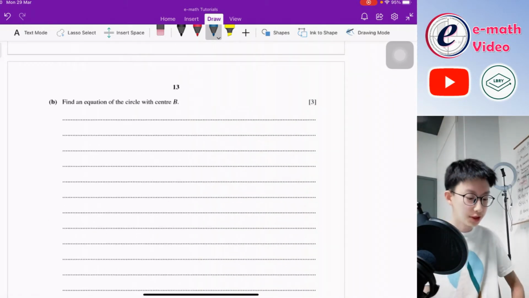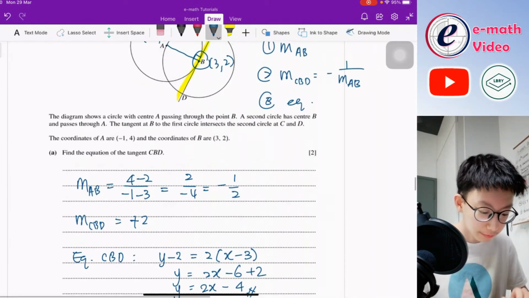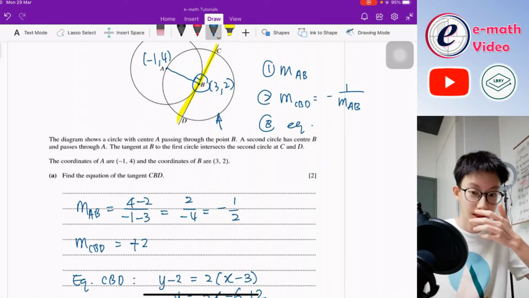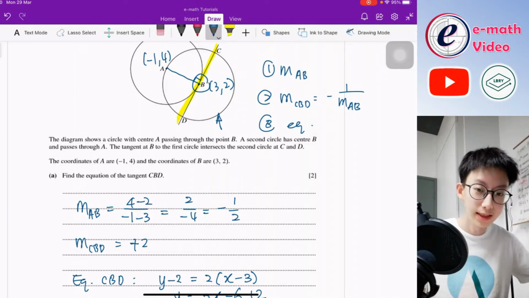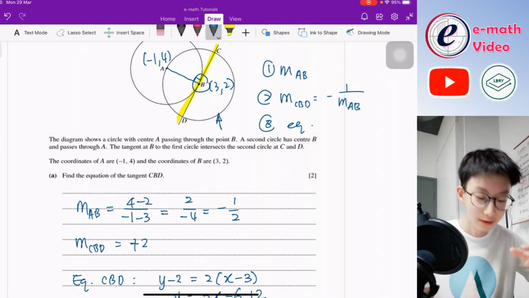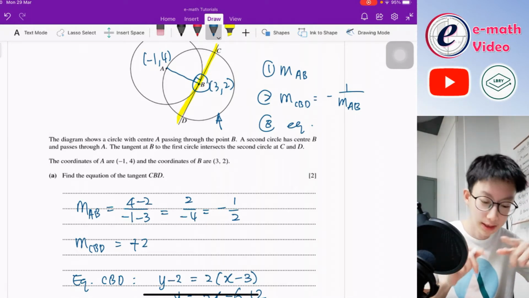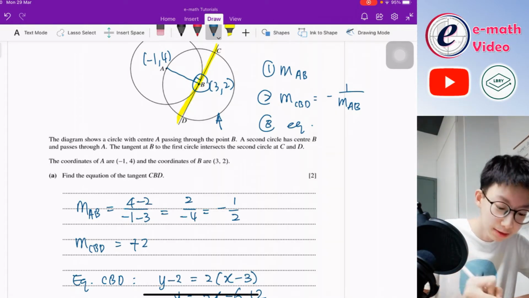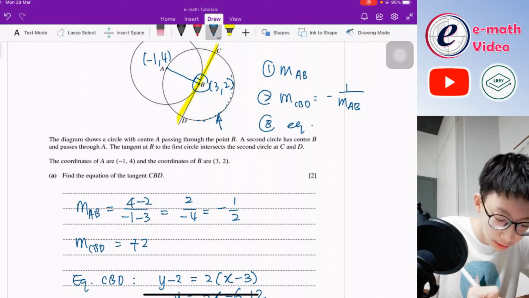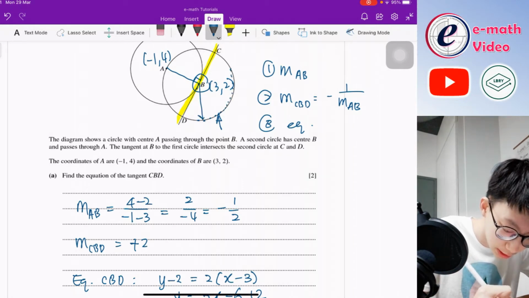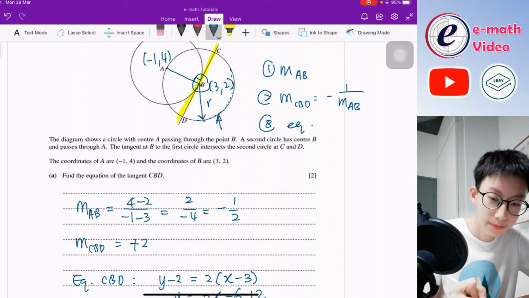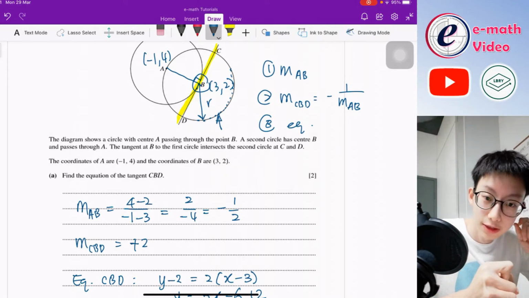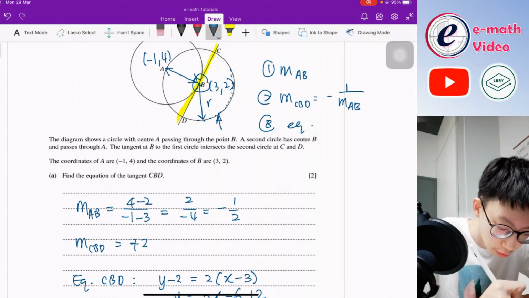Next, find the equation of the circle with center B. Obviously, your circle is actually something like a locus. Locus means the radius will be constant throughout the circle, meaning the distance of any point on this circle to B is constant, which is your r. So maybe I will just tag A, because I know the coordinates of point A. This is also your r.